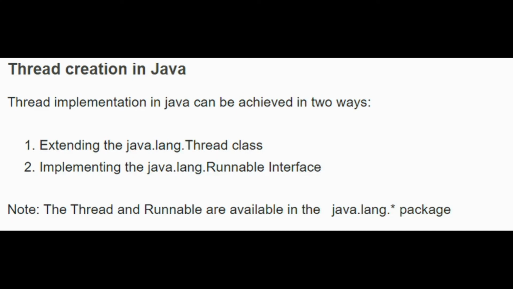Now let us move forward to thread creation. Thread implementation in Java can be achieved in two ways: extending the java.lang.Thread class or implementing the java.lang.Runnable interface. You can note that Thread and Runnable are available in the java.lang.* package. So these are the two ways we are going to implement a thread. Firstly, I will use the Runnable interface because it is the most important for thread creation, and then I will tell you about the Thread class.